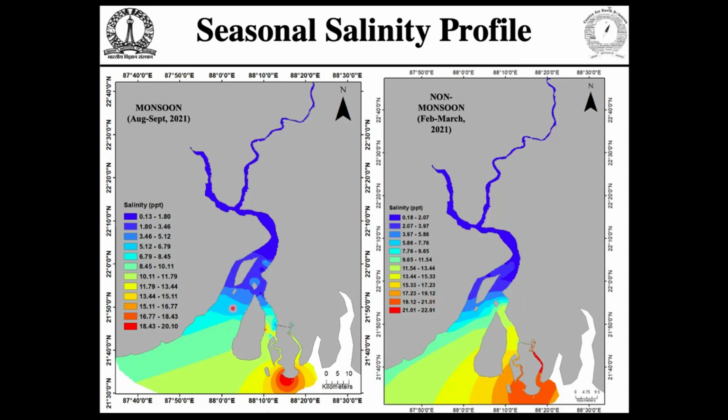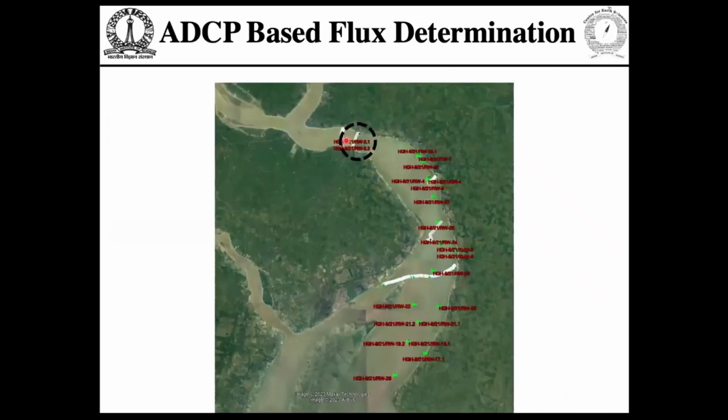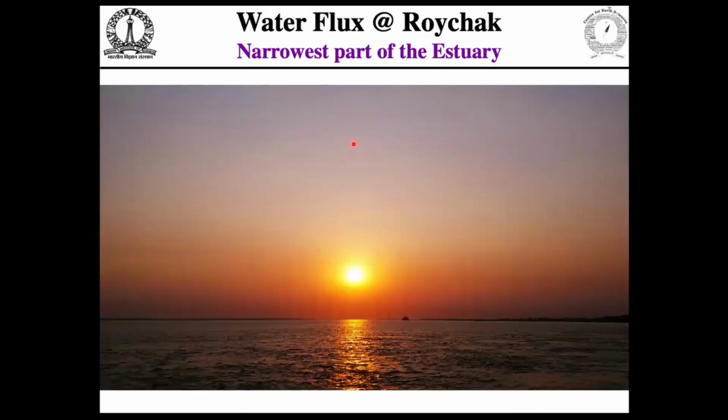Now, let's move to the other one. I'll give you a quick example of water flux calculation. This is one place where we try to do a water flux calculation to calculate exactly the amount of metal being transported. And you can see these two poles which are carrying an electrical wire across. This is the narrowest part of the river in the entire sampling zone.